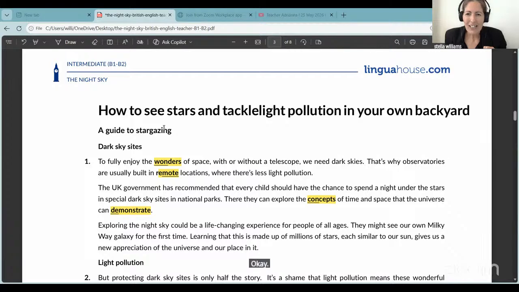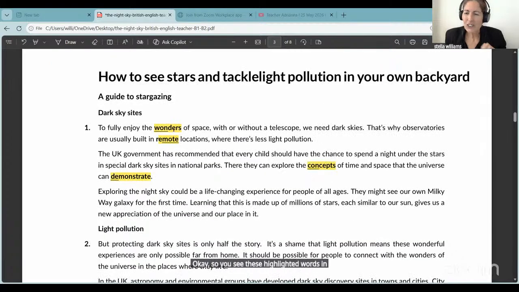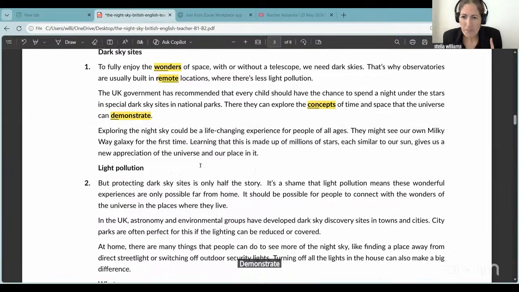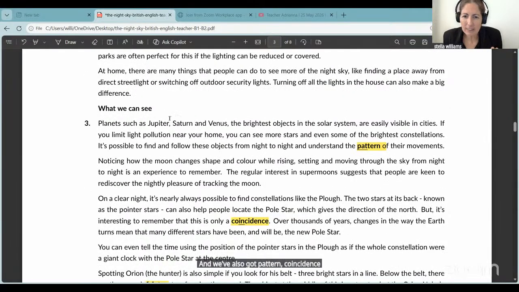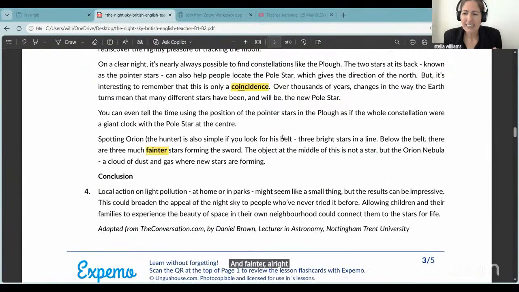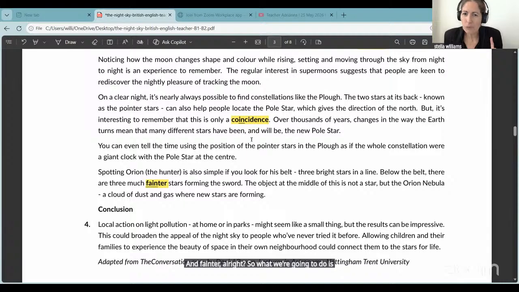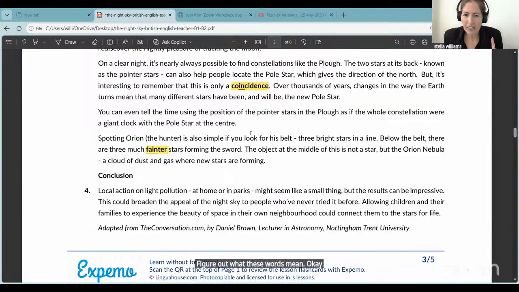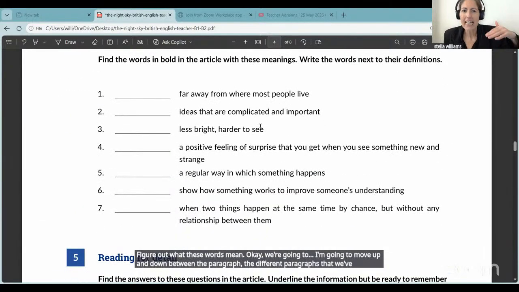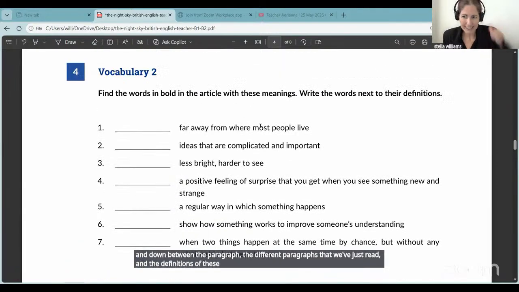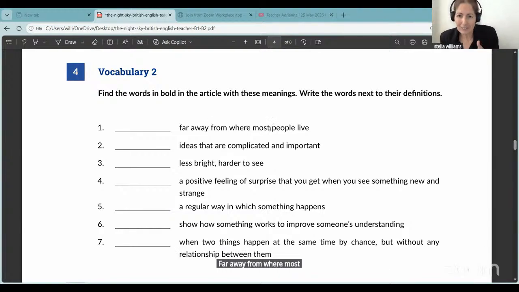Okay, so you see these highlighted words? In paragraph 1, we've got wonders, remote, concepts, demonstrate, and we've also got pattern, coincidence, and fainter. All right? So what we're going to do is figure out what these words mean. I'm going to move up and down between the paragraphs that we've just read and the definitions of these words. Okay, so number 1, far away from where most people live.